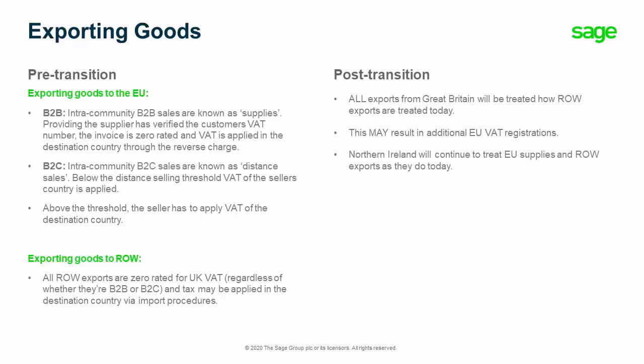For exporting goods to the rest of the world, all rest of the world exports are zero rated for UK VAT, regardless of whether they're business to business or business to customer, and tax may be applied in the destination country via import procedures. Post-transition, all exports from Great Britain will be treated how rest of the world exports are treated today. This may result in additional EU VAT registrations, and Northern Ireland will continue to treat EU supplies and rest of the world exports as they do today.